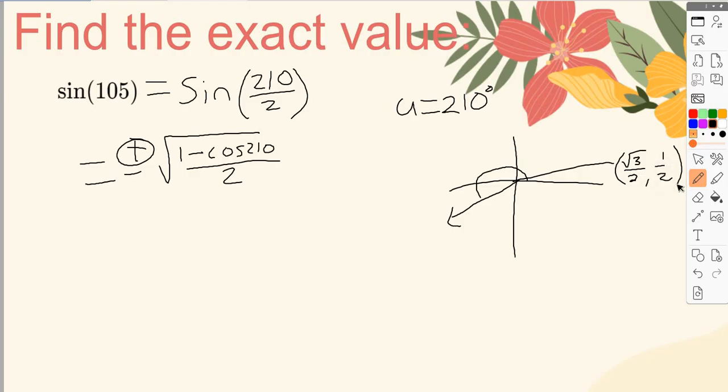So what's cosine? Okay. But 210 is in our third quadrant, and cosine is what in our third quadrant? Negative. So I'll write it out. So I am subtracting a negative square root of 3 over 2. Yes? No, maybe.